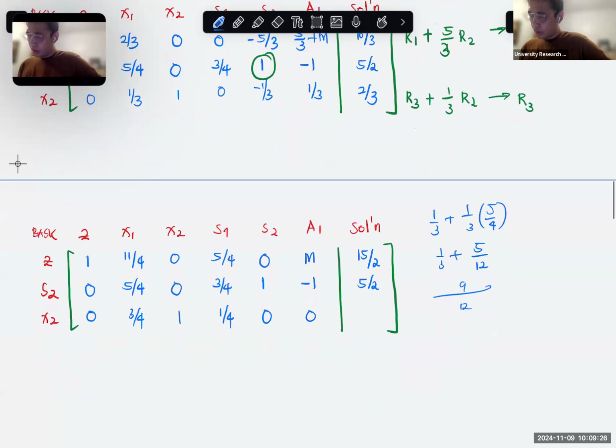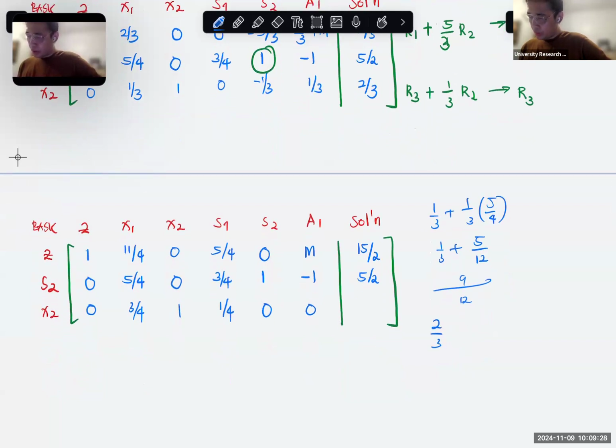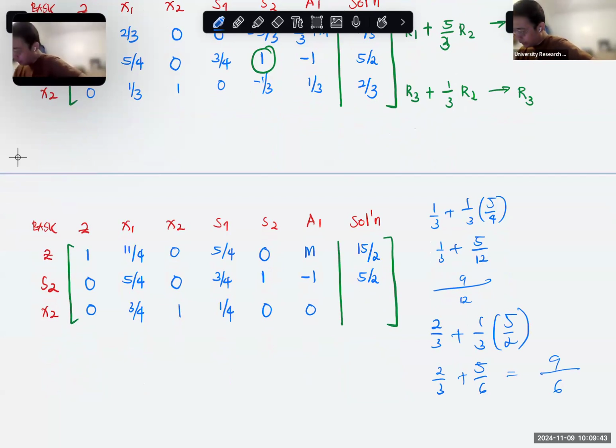So 2/3 plus 1/3 times 5 over 2. So 2 over 3, 5 over 6. So that is 6, 2, 4, 9 over 6. So we'll have 3 all over 2.